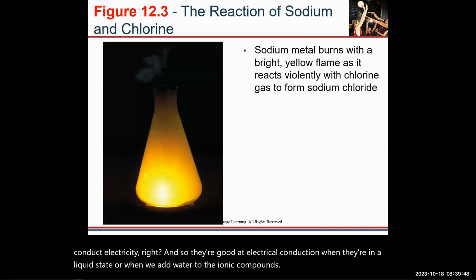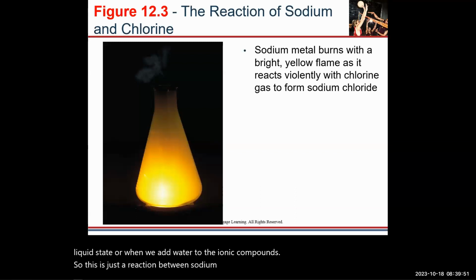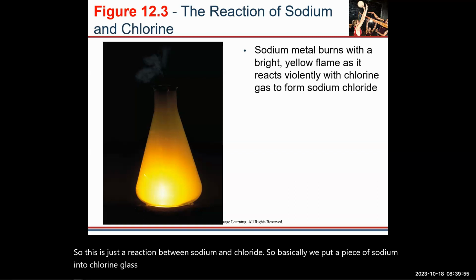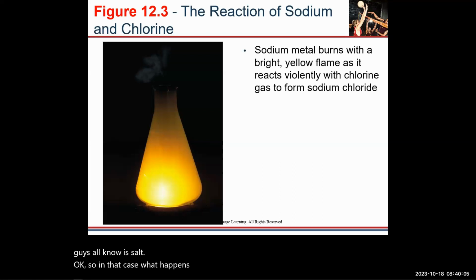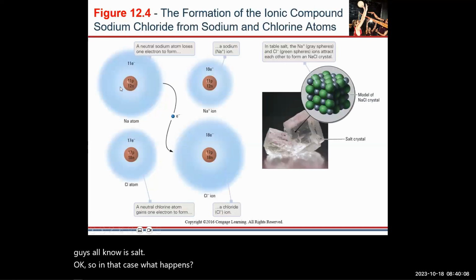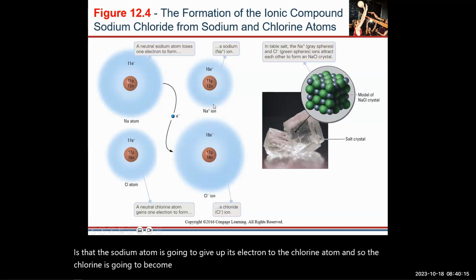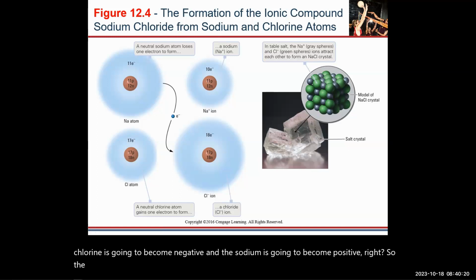This is just a reaction between sodium and chlorine. So basically, we put a piece of sodium into chlorine gas, and as a result, it's going to form sodium chloride, which you all know as salt. In that case, the sodium atom is going to give up its electron to the chlorine atom. And so the chlorine is going to become negative, and the sodium is going to become positive, right? The chlorine is taking the electron, and the sodium is giving it up, okay?